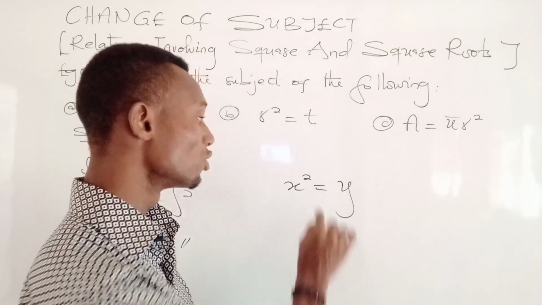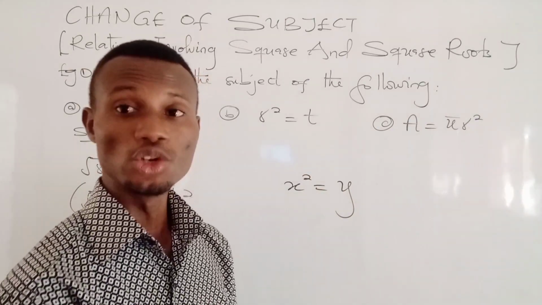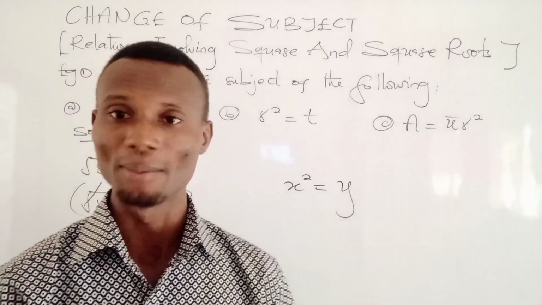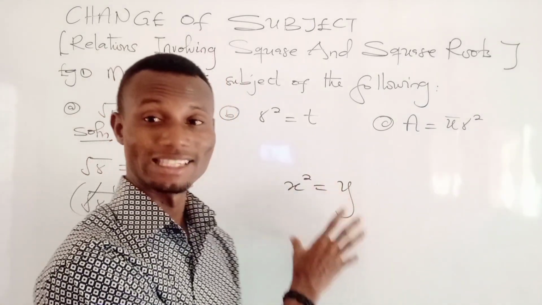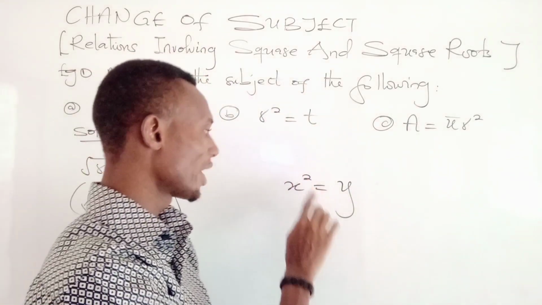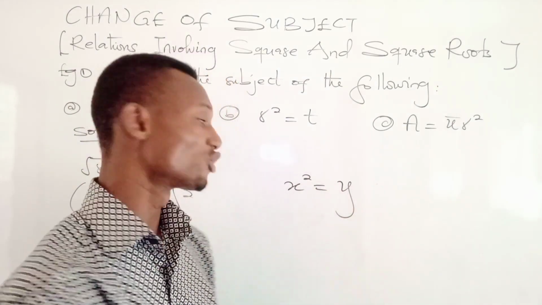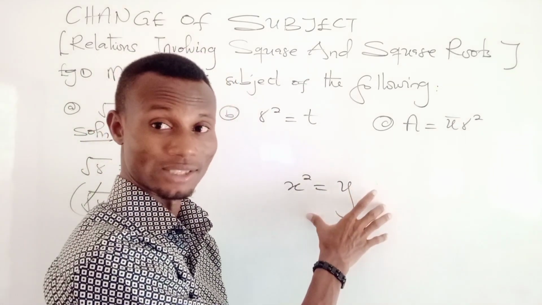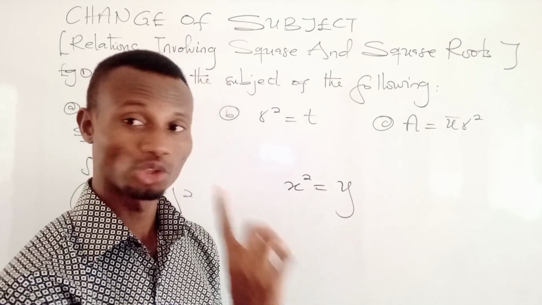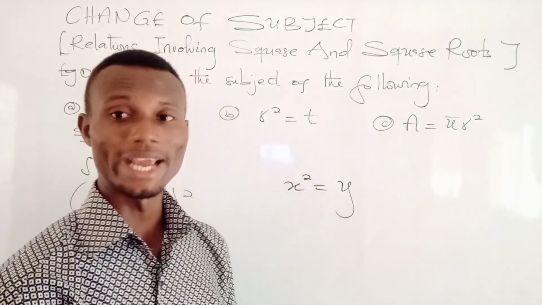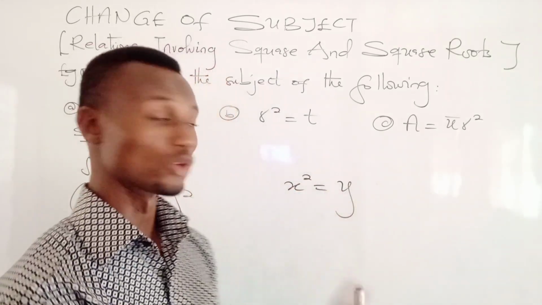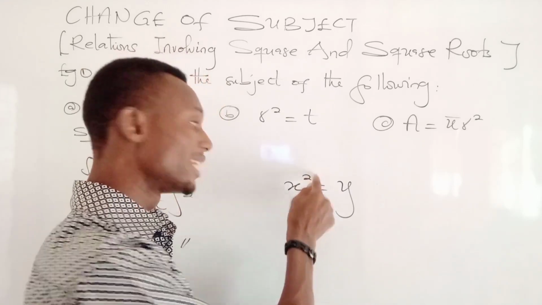For you to be able to eliminate this power 2 from there, you need to take the square root of both sides of the equation. I'm going to repeat it one more time. This is an example of a relation that has a square in it, which is similar to this one. We have S squared equals Y, and let's try to make S the subject from this given equation. The only way to make S stand alone is to eliminate this power 2, and to achieve that you take the square root of both sides of the equation. Taking the square root of both sides will help us eliminate this power 2.